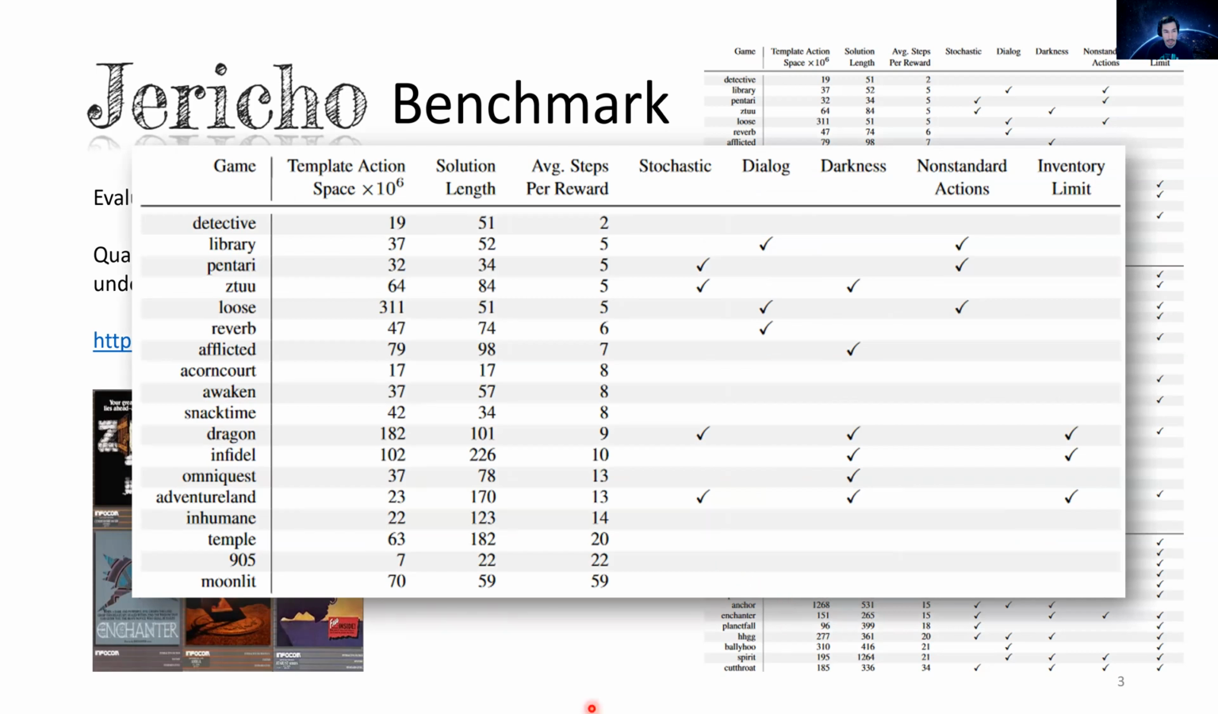If I zoom into this table, we can see some of the challenges are the size of the action space faced by the agents, the length of the game in terms of the number of steps that a walkthrough would need to take in order to solve the game, and the reward sparsity, quantified in terms of the average number of steps between the game giving the agent rewards. There are a number of other factors that can make games tricky, such as the stochasticity in their transitions, the presence or absence of dialogue between NPCs, darkness, which will often require the player to find some source of light to continue exploring, non-standard actions, and inventory limits.